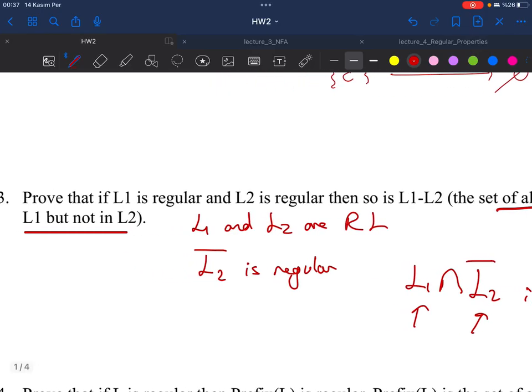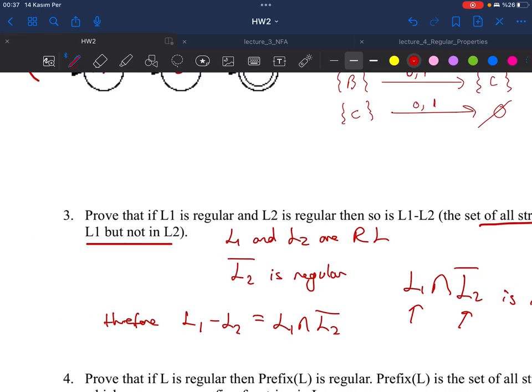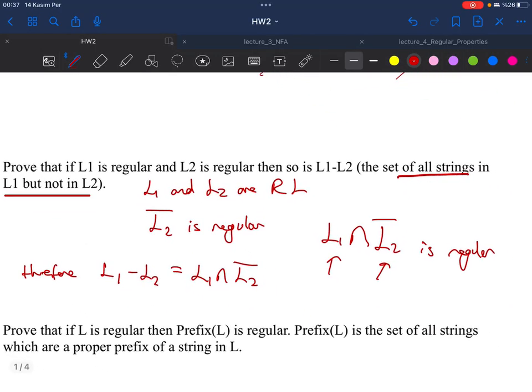Therefore, L1 minus L2 equals the intersection of L1 and L2 complement, which is regular. We have shown L1 minus L2 is regular by using the closure properties of regular languages under complementation and intersection. Thus, if L1 and L2 are regular, L1 minus L2 is regular.